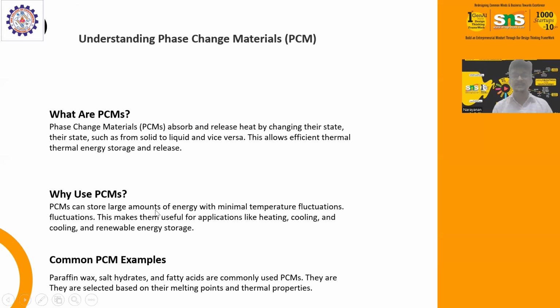So PCMs can store large amounts of energy with minimal temperature fluctuation. As I already told, the heat which is required for solidifying or liquefying happens at constant temperature, right? So there is no temperature change. So phase change materials can store a large amount of heat with no or minimum temperature fluctuations, as all the heat is absorbed at constant temperature.